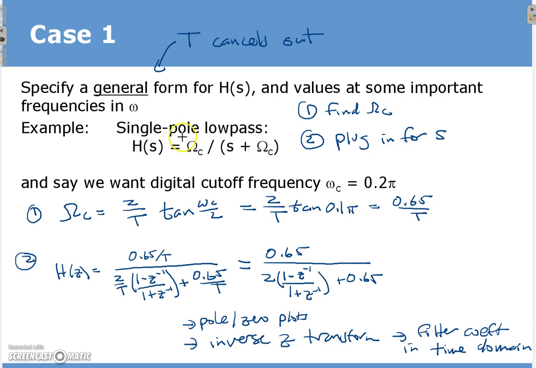Now we can say, let's just substitute in our expression for s. So s is 2 over T times (1 minus z inverse) over (1 plus z inverse), just substituting in there. Where I had the cutoff frequency, I put in 0.65 divided by T. Now the interesting thing here, which holds true in general for this case, is that the T cancels out. That's kind of a general thing that happens for this type of problem. And so we get something here where the design does not depend on sampling frequency. Okay.